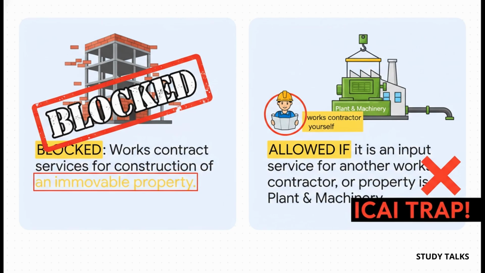Now, this is a big one, construction. ITC on works contract services or any goods used for constructing an immovable property is blocked. So renovating the office? Blocked. The 2 major exceptions are if you're a works contractor yourself and you're buying services from another contractor, or, and this is super important, if the immovable property you're constructing is actually plant or machinery. But you've got to beware of the ICAI twist. The legal definition of plant and machinery specifically excludes things like pipelines laid outside the factory. That is a classic exam trap right there.